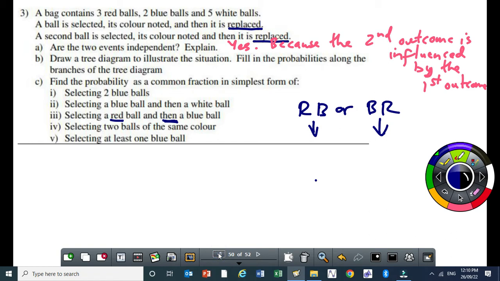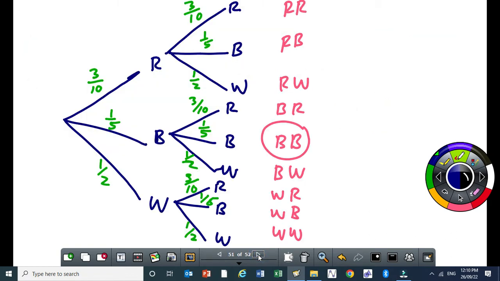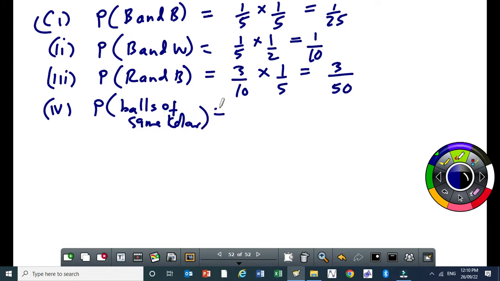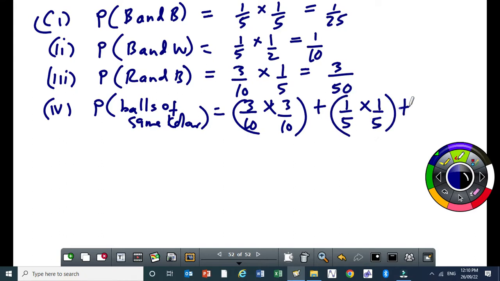Right? Then selecting two balls of the same color. Now, two balls of the same color, we have three possibilities. We have got that one, we have this one, then we have got that one. So it's three balls of the same color. So that would be 3 over 10 times 3 over 10 plus 1 over 5 times 1 over 5 plus 1/2 times 1/2.